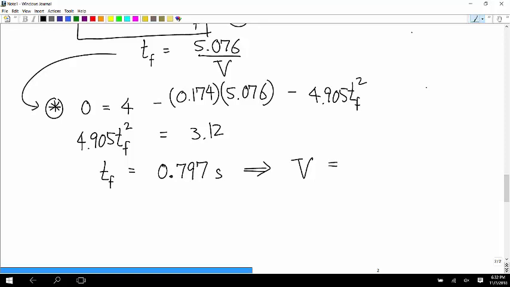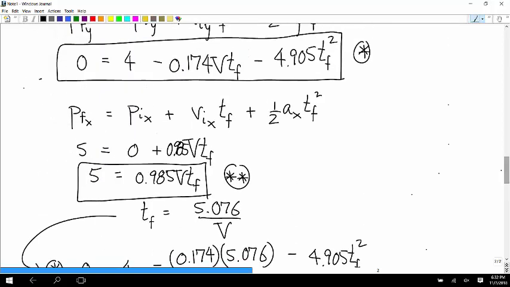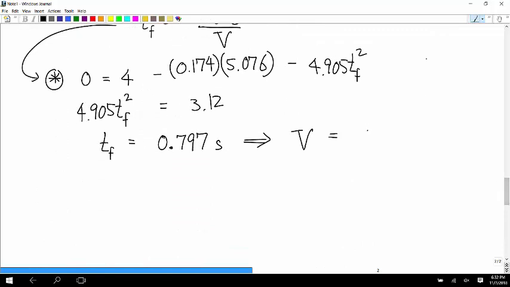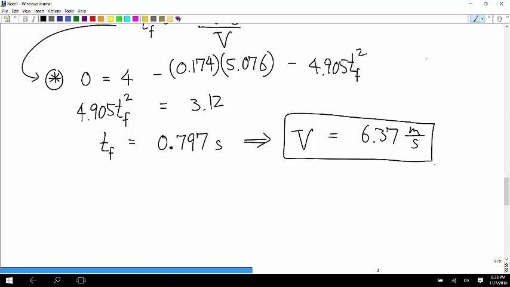So that gives you that V is equal to, I think it's 6.36. You can plug it back into any one of these equations. V is equal to 5.076 divided by 0.79. 6.37 or something. So to make it go exactly 5 meters horizontally, you have to throw it 6.37 meters per second.